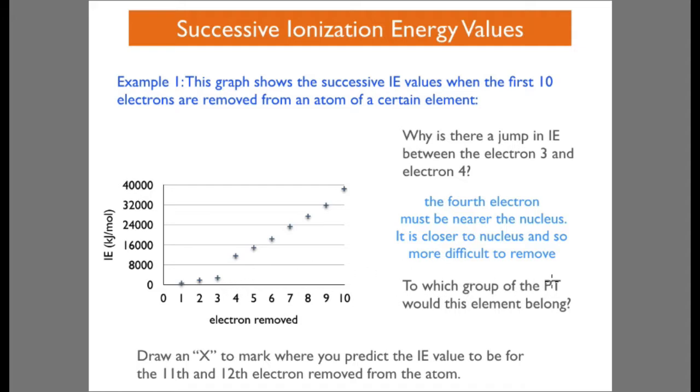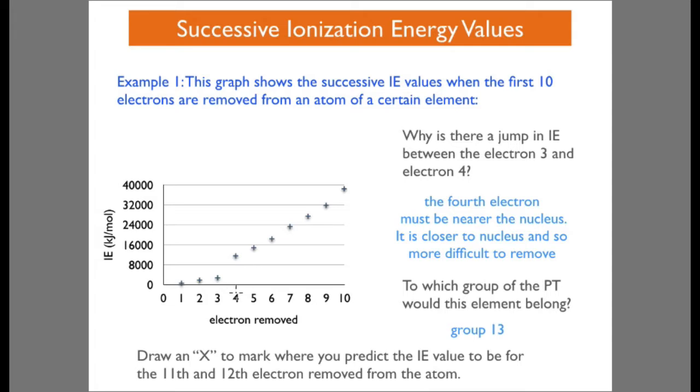Which group of the periodic table would this element belong to? Group 13, that's right. Why is that? Well, imagine this one here, then this one here, and this one here were in, say, the third energy level, n=3. This jump here starts at the second energy level. So these are all closer to the nucleus and so more difficult to remove because they are nearer.